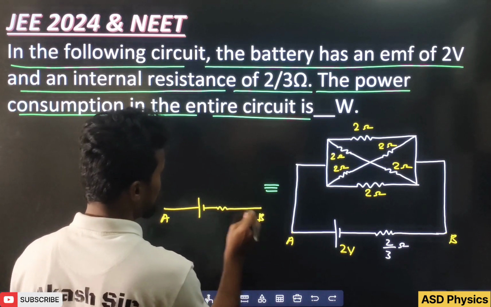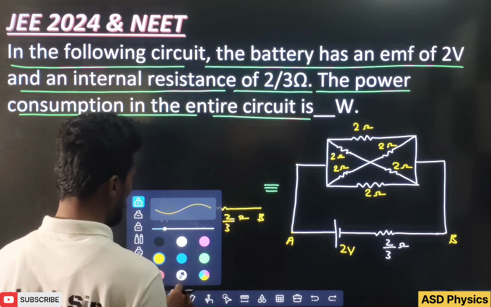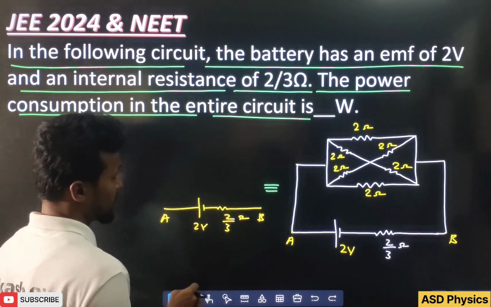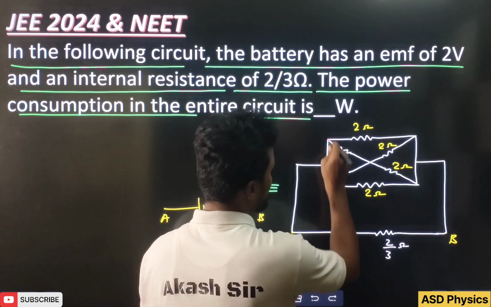Now, this is A, this is B. Now this is 2 volt, this is 2 by 3 ohm. Here we have to apply a little bit of the combination of the resistors. Remember one thing here. You can see very well, students, these points are directly shorted.